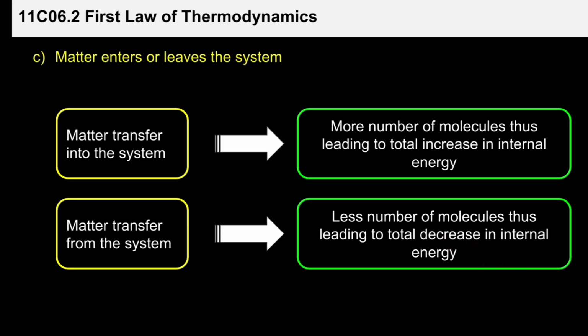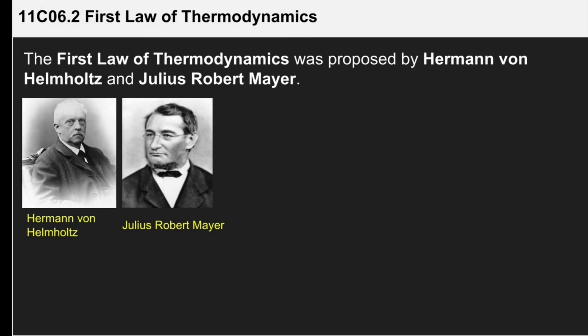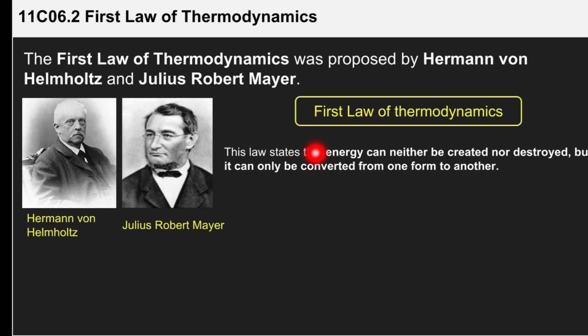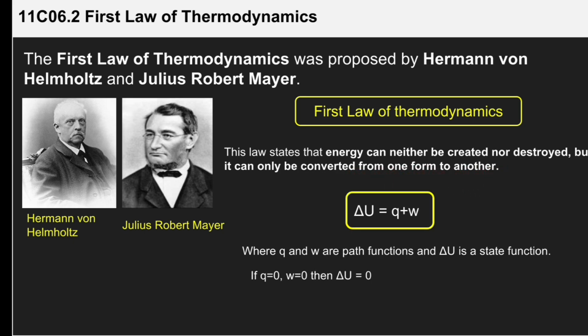So let's start with the first law of thermodynamics. The first law of thermodynamics was proposed by Hermann von Helmholtz and Julius Robert Mayer. This law states that energy can neither be created nor destroyed, but it can only be converted from one form to another form. Mathematically, the change in internal energy of a system is equal to the sum of heat exchange and work done, where heat exchange and work done are path functions and change in internal energy is a state function.